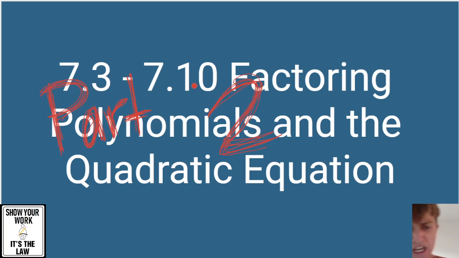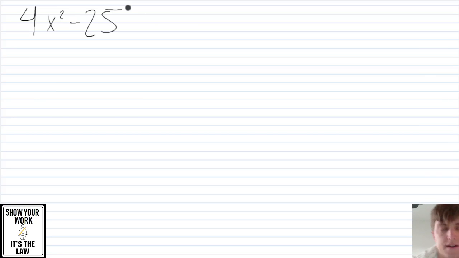Alright, we're keeping going with factoring polynomials and the quadratic equation. Now we are going to do part 2 of this, so it's going to just come with some more examples. Alright, here we have a polynomial. It is not a trinomial because there's only 2 terms. But we can think of this as a trinomial if we write it like this.